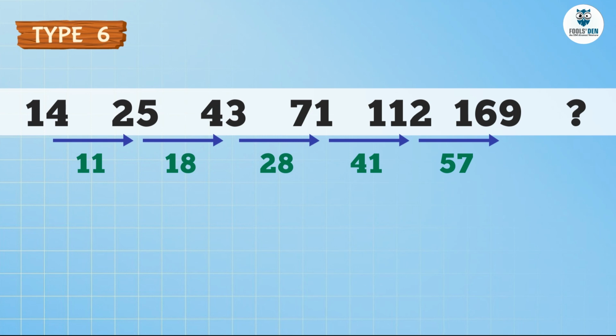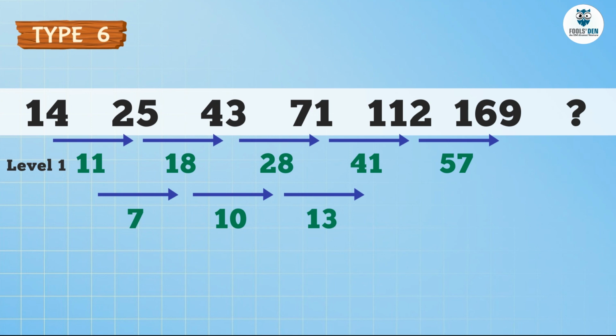No. Okay, let's call these numbers at level 1. Let's try to do one thing. Let's try to find the difference between these numbers, the numbers at level 1. So the difference between 11 and 18 would be 7. The next difference would be 10. The next difference is 13. And the next would be 16. Is there a pattern here? No. Okay, so let's call these numbers, say, level 2 and try to find the difference between them again.